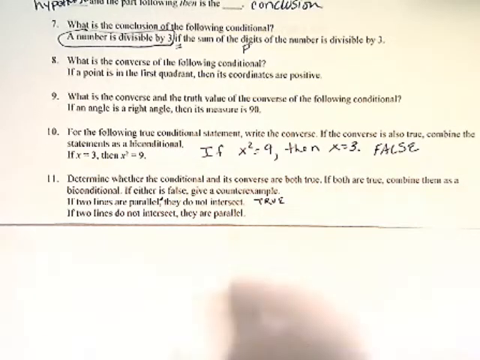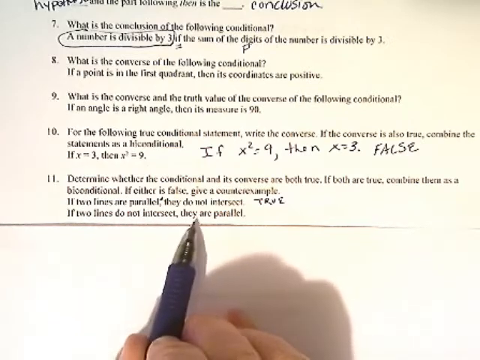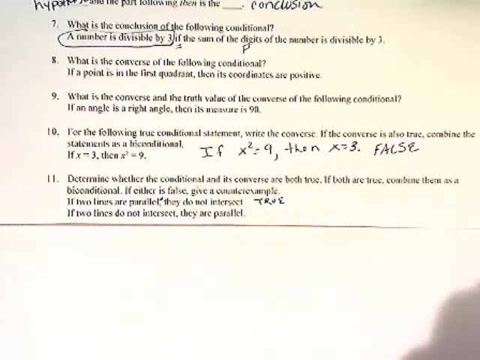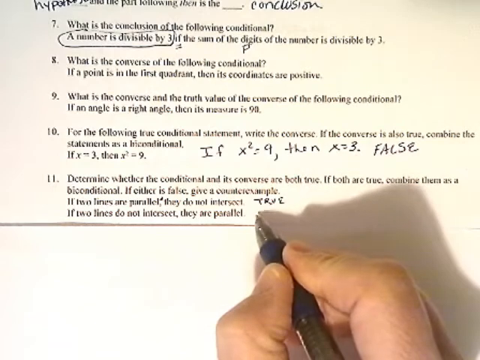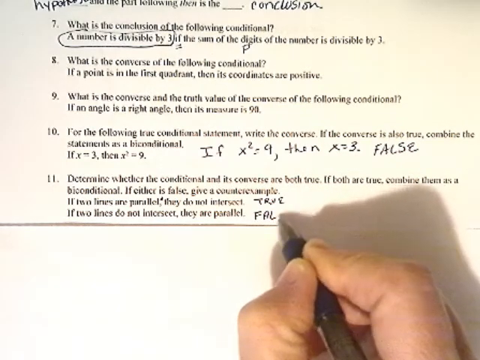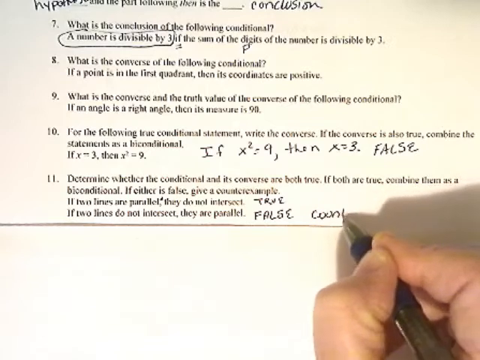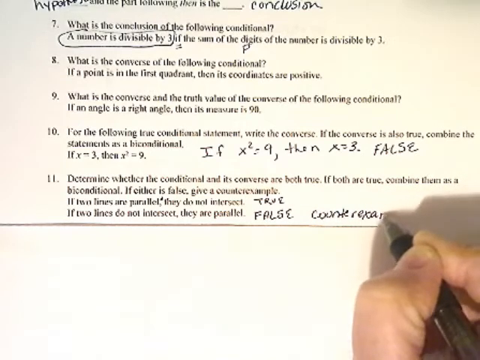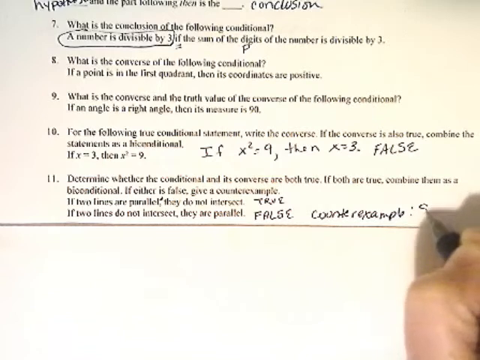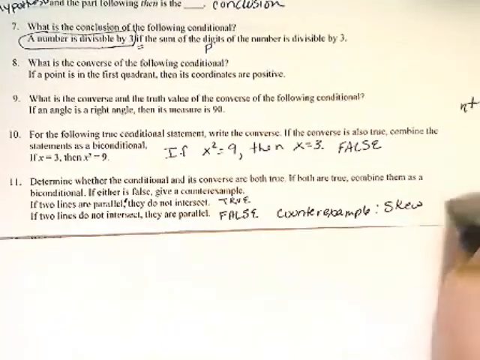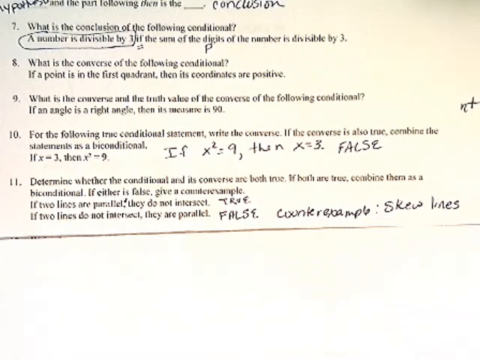The converse says, if two lines do not intersect, then they are parallel. Well, they could be parallel, but they could also be skew lines. So we have to call that statement false, and the counterexample would be skew lines. Now, skew lines are lines that are in different planes that do not intersect.